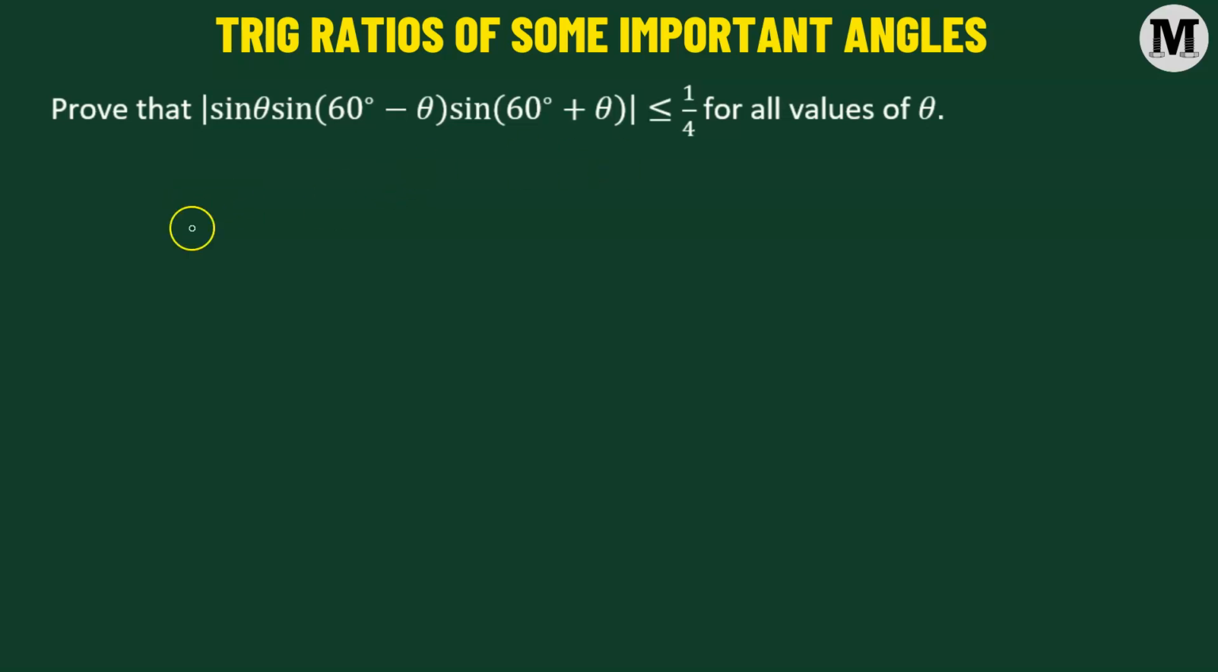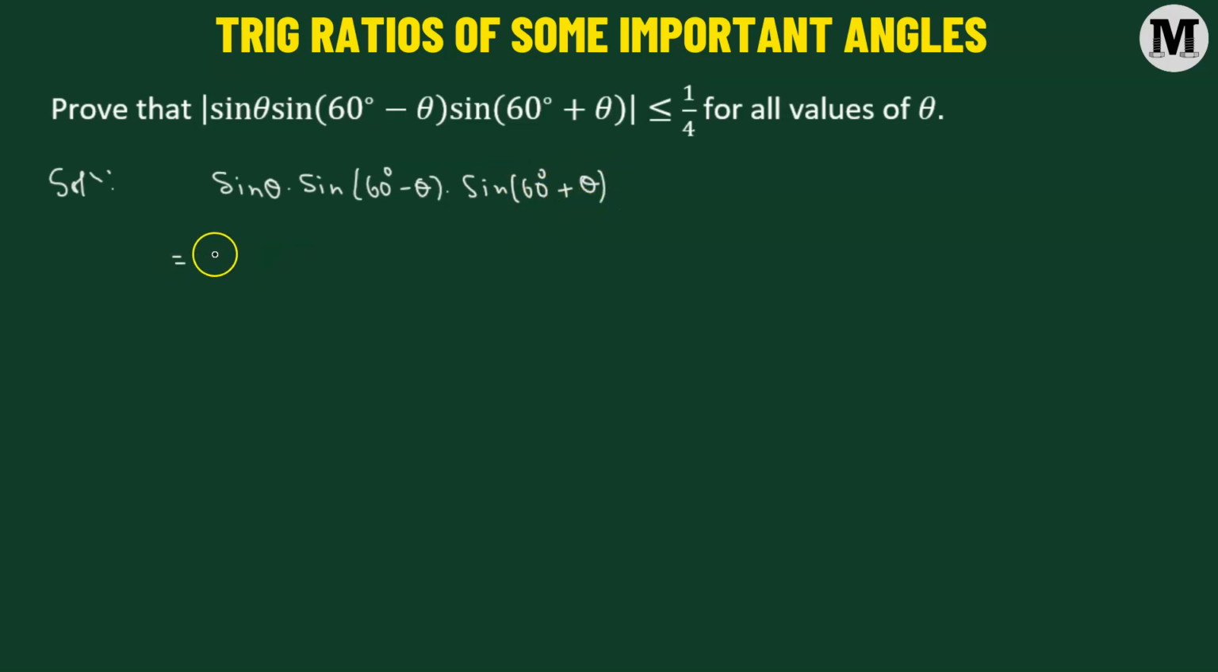So we need to prove the following. Let us begin. We'll start by first considering sine theta times sine of 60 degrees minus theta times sine of 60 degrees plus theta.